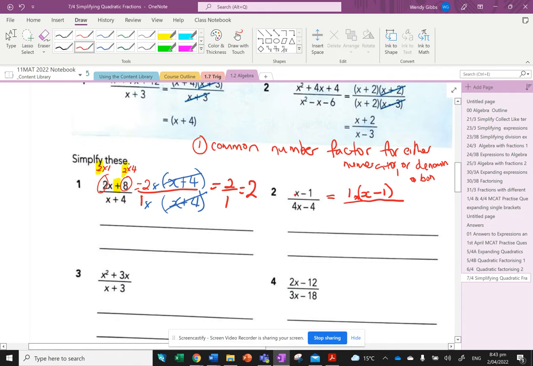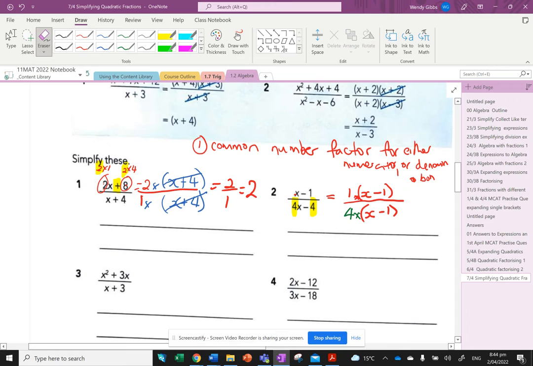Now I'm going to look at the denominator. Is there a common factor? This is 4 and this is 4. So clearly 4 is a common factor. So I'm going to take the 4 outside. And so I've got 4, and I'll do it in a different color so you can see, 4 times, and I'm going to factorize it. What am I going to have? 4 times what is 4x? 4 times x. 4 times what is negative 4? Negative 1. So I have factorized it.